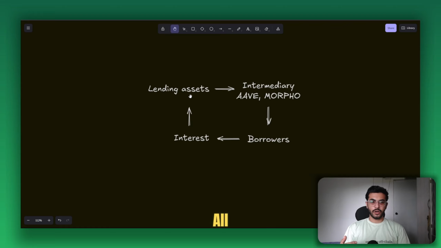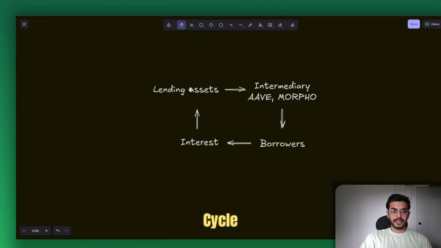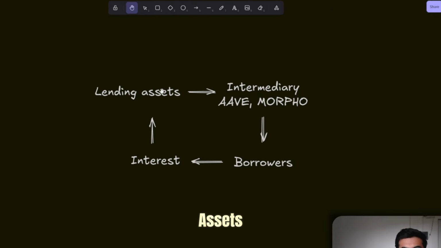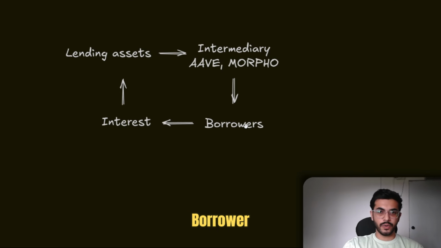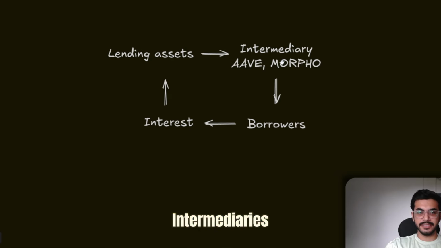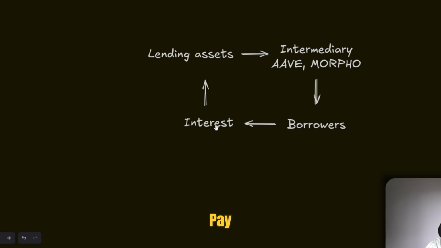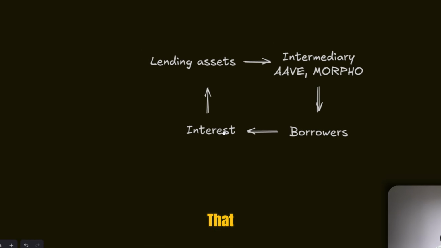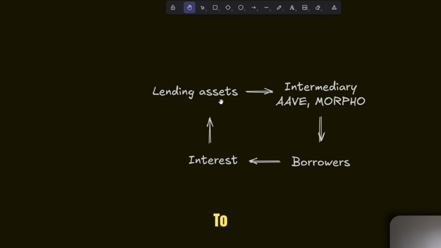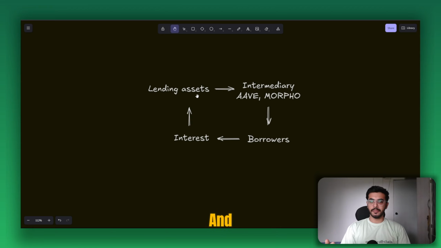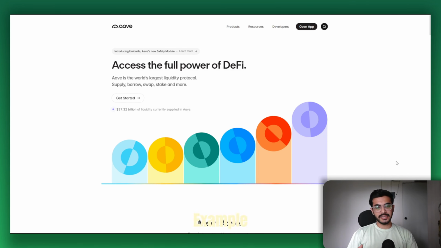So how does all of this exactly work? The cycle starts with you lending out your assets to an intermediary like Aave or Morpho. Then a borrower takes a loan from these intermediaries, for which they pay interest. The interest that is paid by these borrowers for the loan is then paid back to lenders like you and me. Let's take a look at Aave as an example, which is one of the biggest lending platforms, having a total TVL of $37 billion.